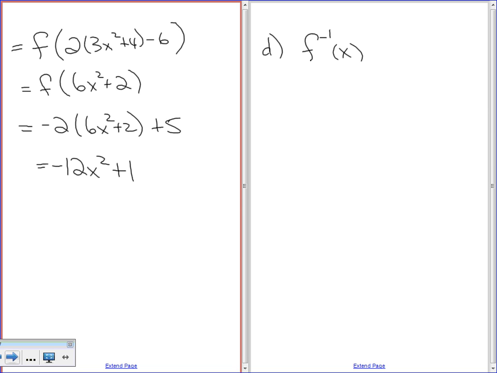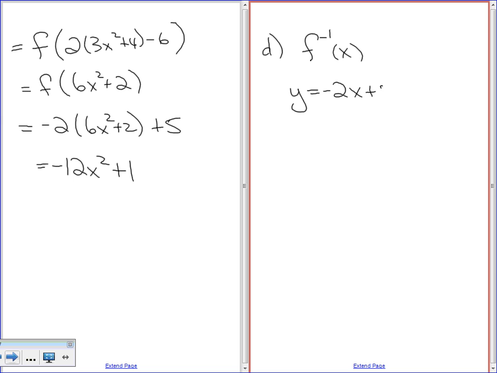Okay, so it looks like a negative exponent, but it's not. It's notation for what? It's an inverse function. So an inverse function from back from grade 11. So I'm going to write down the f function, which was y is equal to negative 2x plus 5. And I want to come up with the inverse of this function.